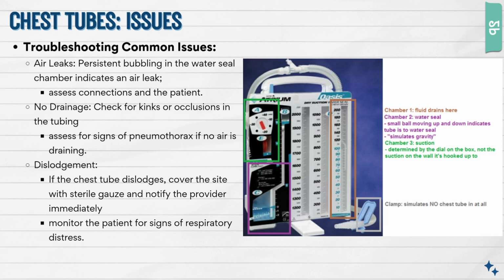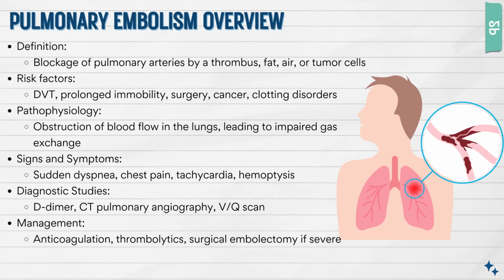You would need to cover it up. Obviously not in the hospital system. You want sterile gauze if you're in the hospital, and notify the provider immediately. This is like a stat, like we either need to replace it or take them to the OR pretty quickly. And you're going to be monitoring the patient for signs of respiratory distress because they could get another tension pneumothorax too with that if it gets dislodged.